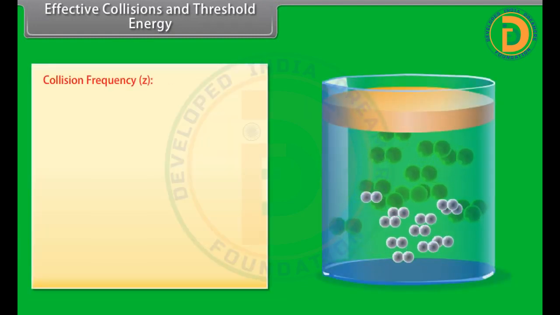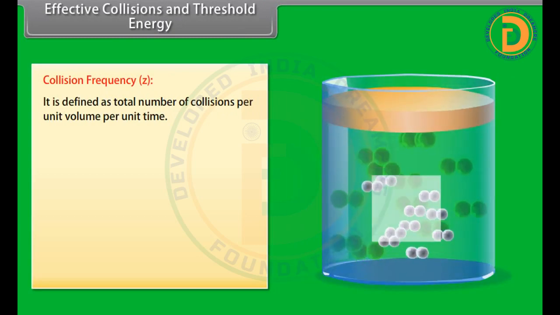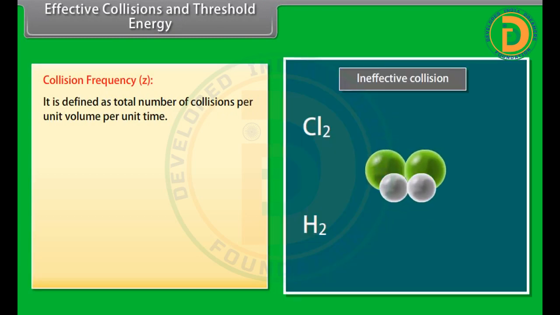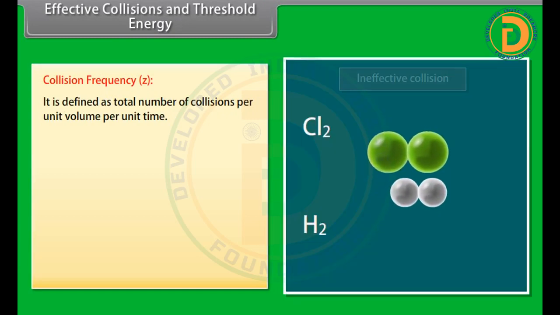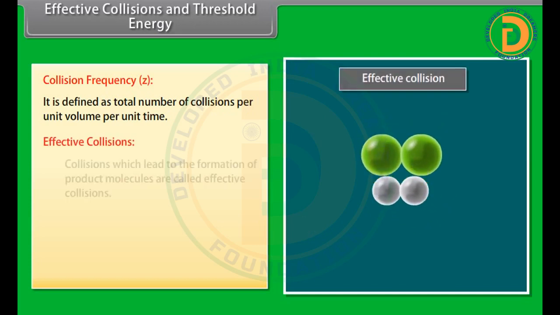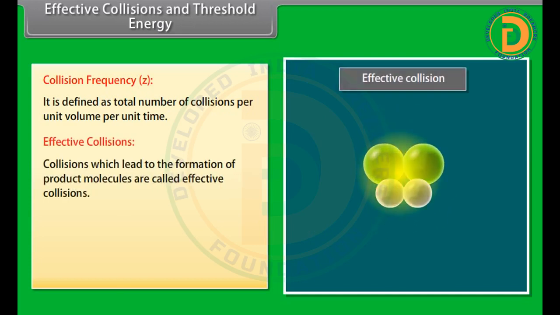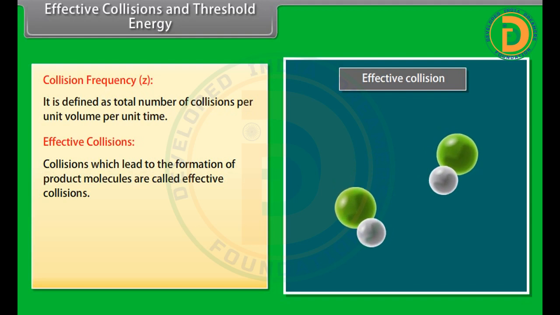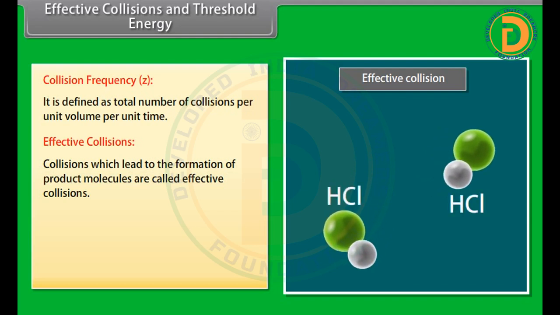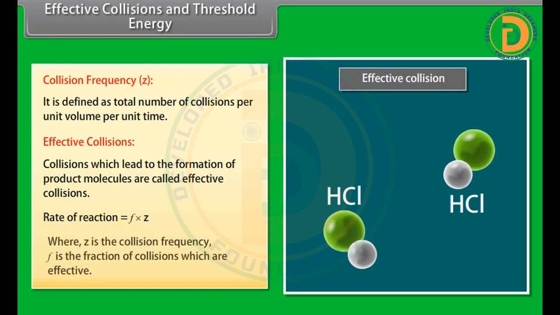Effective collisions and threshold energy. Collision frequency. It is defined as total number of collisions per unit volume per unit time. Effective collisions. Collisions which lead to the formation of product molecules are called effective collisions. Rate of reaction is equal to F multiplied by Z, where Z is the collision frequency and F is the fraction of collisions which are effective.